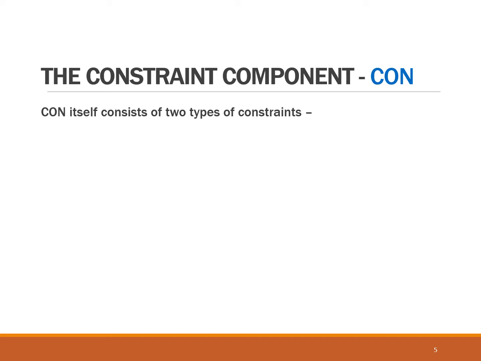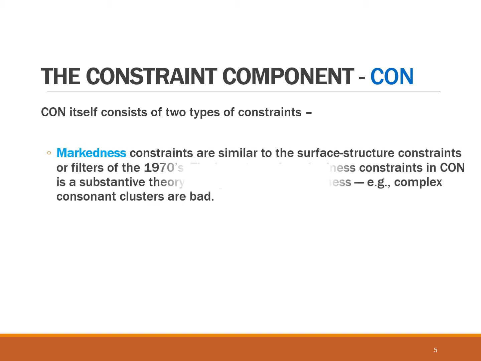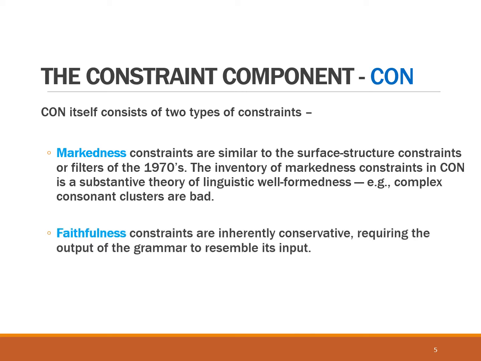Con itself consists of two types of constraints, markedness and faithfulness. Markedness constraints are similar to the surface structure constraints or filters of 1970s generative phonology, propounded by Chomsky and Halle's monumental work Sound Patterns of English, published in 1968. The inventory of markedness constraints in Con is a substantive theory of linguistic well-formedness; for example, complex consonant clusters are bad.